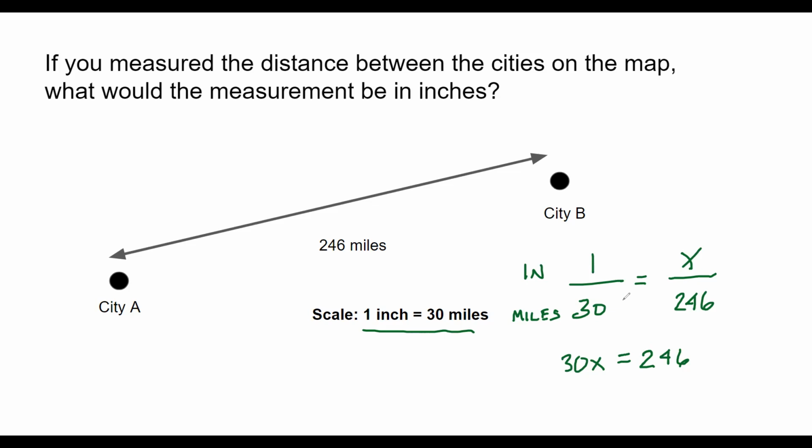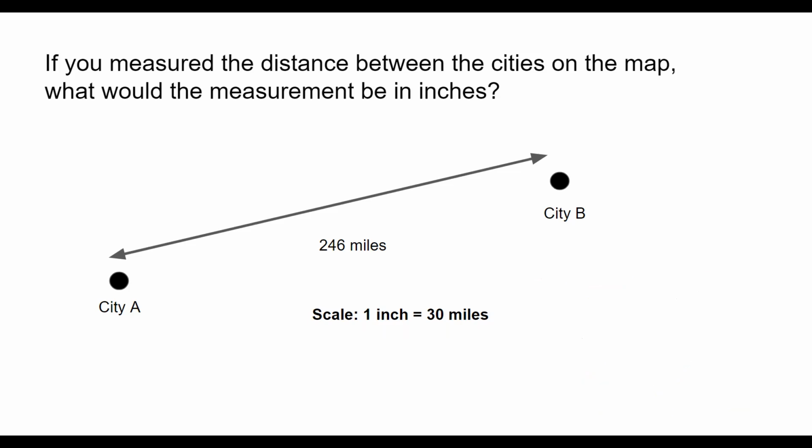Now we're going to divide both sides by what X is being multiplied by. That is 30. That's going to cancel this out and leave us with X is equal to 246 divided by 30. Use your calculator and you should get 8.2. Now, in this case, this is the number of inches that we would measure on the paper. All right, I've got one more example for you.